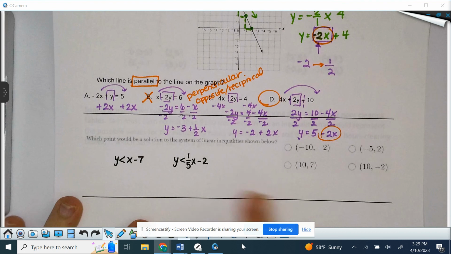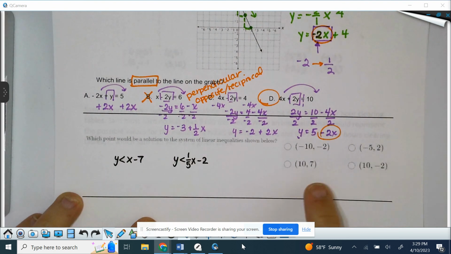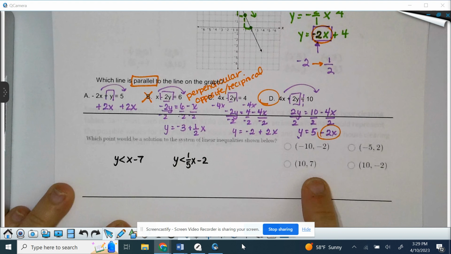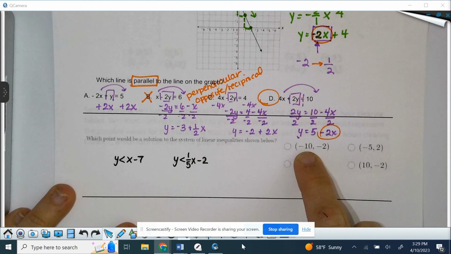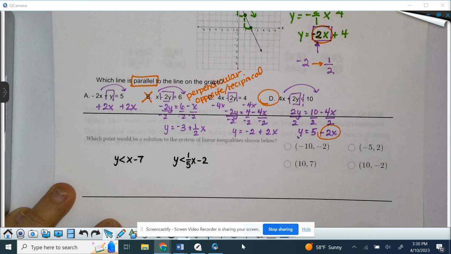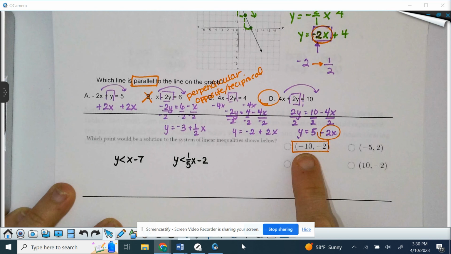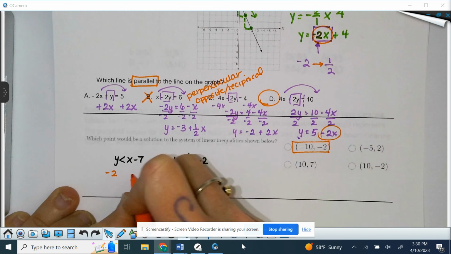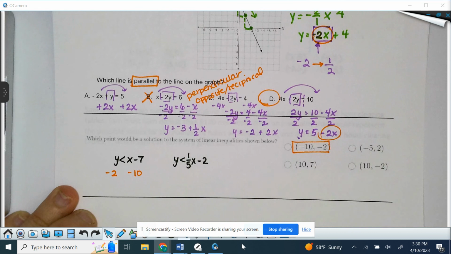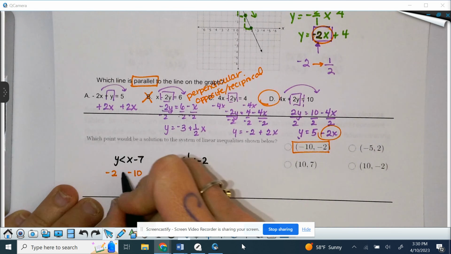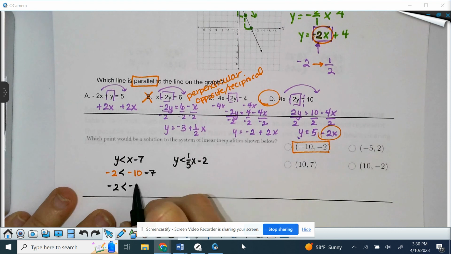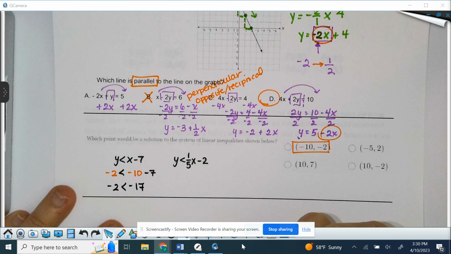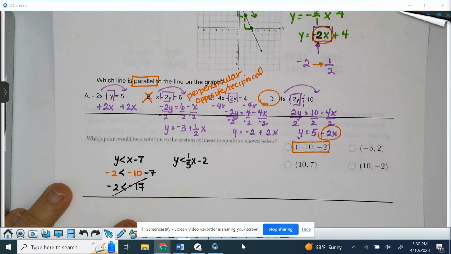So in this case, if you did not have a calculator and you needed to solve this, you would need to plug these in, and you're looking for which coordinate makes both of them true. So remember, the first number is your x value, the second number is your y value. If I'm working on my first one here, my y value is negative 2, my x value is negative 10. Is negative 2 less than negative 10 minus 7? Negative 2 less than negative 17? No, because negative 2 is getting closer to 0. So that's no good. So this one's out.